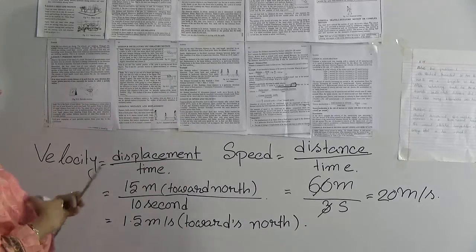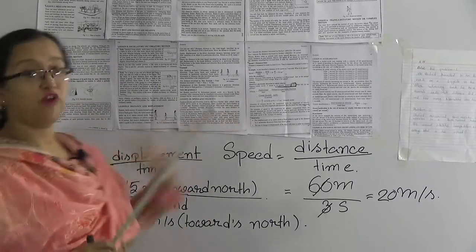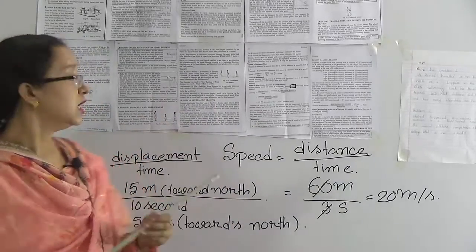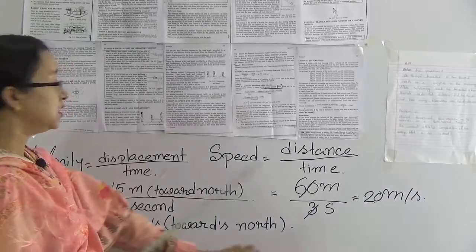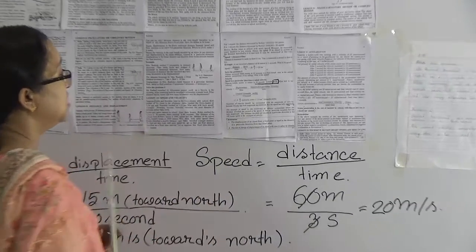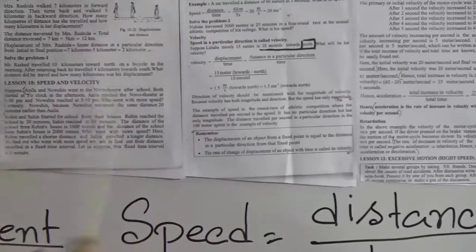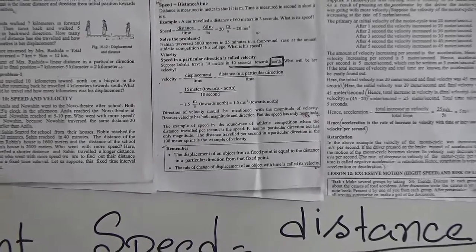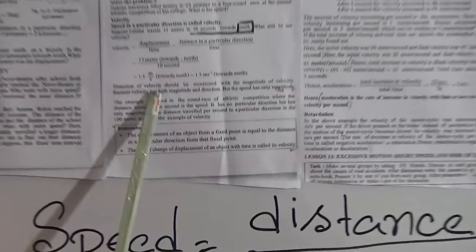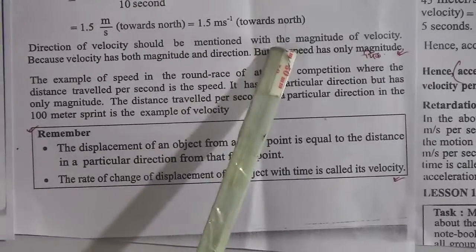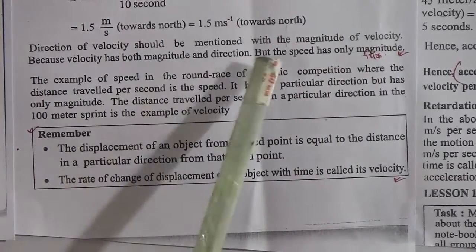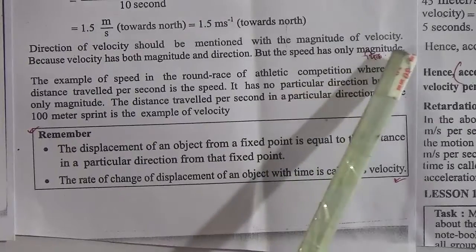To find out the velocity of any object, like a car, a cow, a goat, or a human being, you must mention where it is going, its destination and particular direction. But in the case of speed, you do not need to mention its direction. The direction of the velocity should be mentioned with its magnitude, because velocity has both magnitude and direction, but speed has only magnitude.